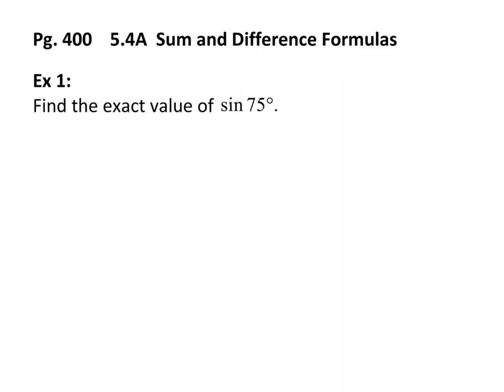Okay, now, we haven't worked with triangles that have a 75-degree angle. But what you could do is break 75 up into some sum or difference. Now we've worked with 30-degree angles, 60-degree, and 45. So can you break down 75 into some combination of those values? Yeah, you could break down 75 into 30 plus 45.